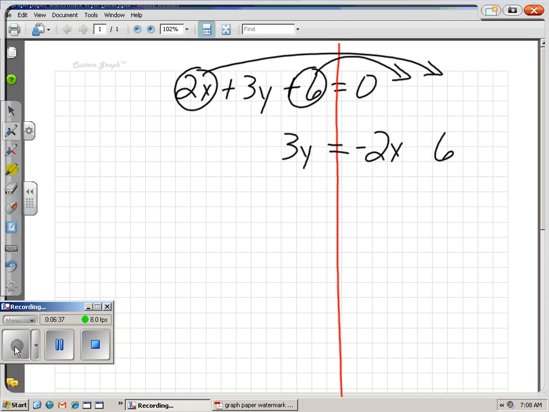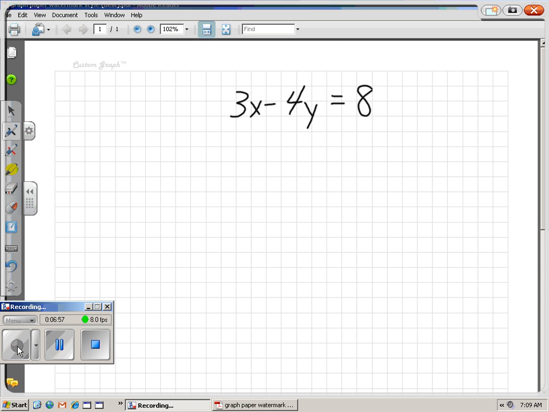And then I want my 6 to come next. It was a positive 6, but it jumped across the fence, so now it's a negative 6. And the rest of the problem is the same. I don't have a shortcut for that. But anyway, some people like to just jump the terms across the fence and change the sign. It's just a little bit quicker sometimes.